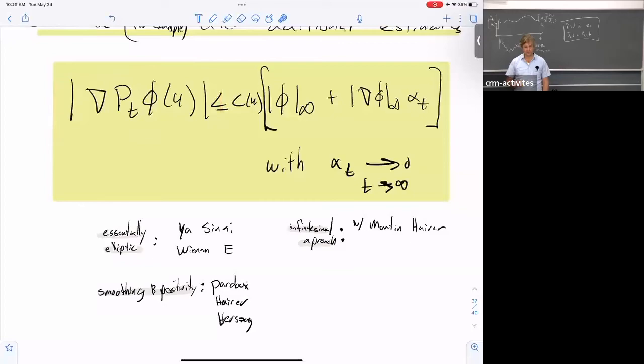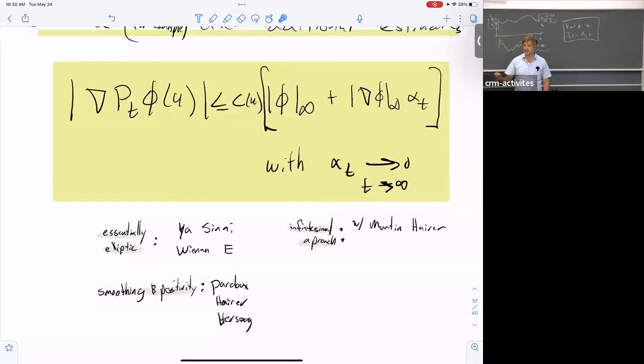There's a whole bunch of different variations on this idea, but it's balancing two different norms. So in some sense, I have an infinity norm here, and a gradient norm here, sorry. Then I have the same norm balancing it, but the constant in front of it is going to zero, right? And that lets you conclude things asymptotically, okay?